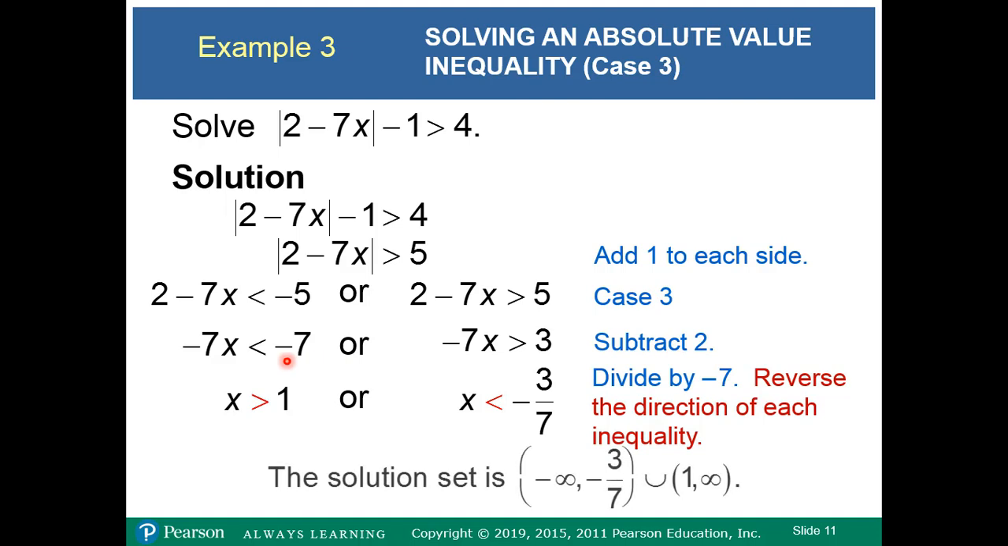And we get that x is greater than 1 or x is less than negative 3/7. So again, this is case 3, so greater than 1 or less than negative 3/7. So that's going to be a union of two sets again. So we're going to have this set union with this set. And this is the solution set for the inequality.